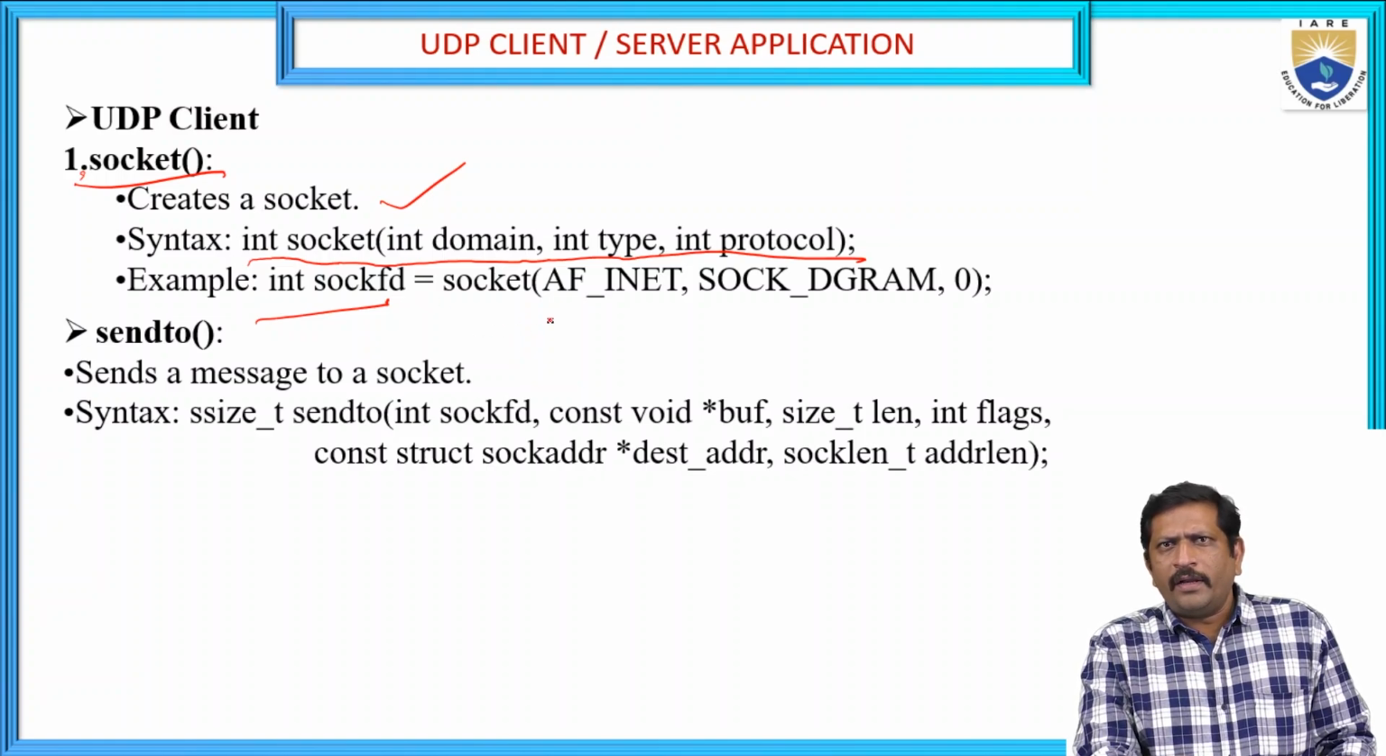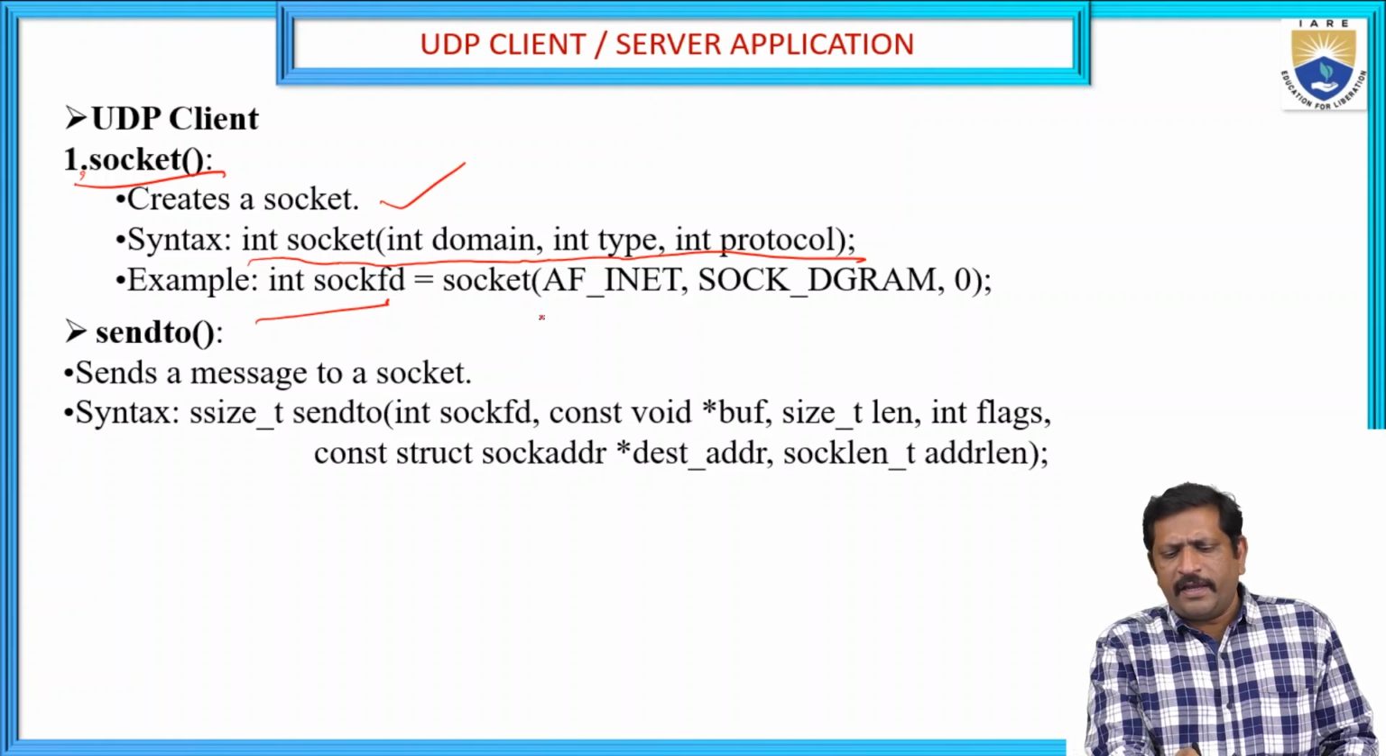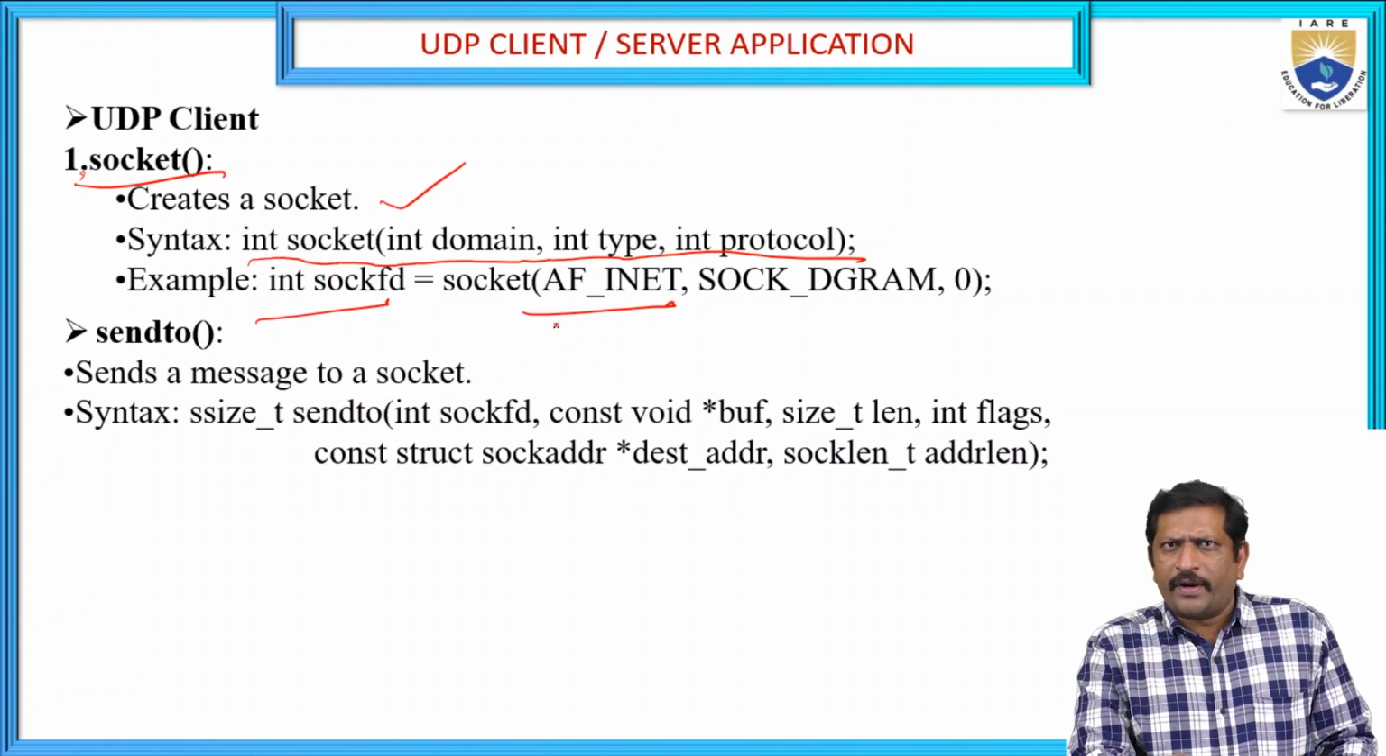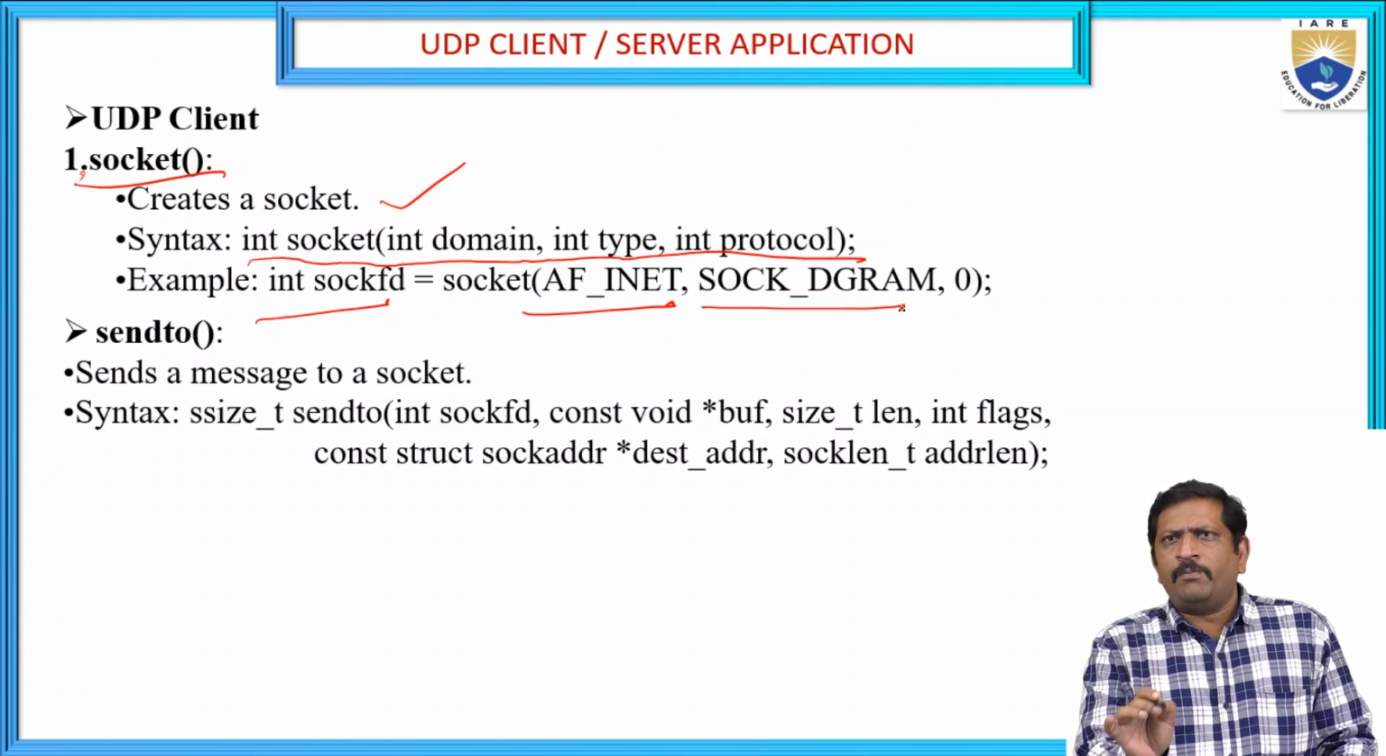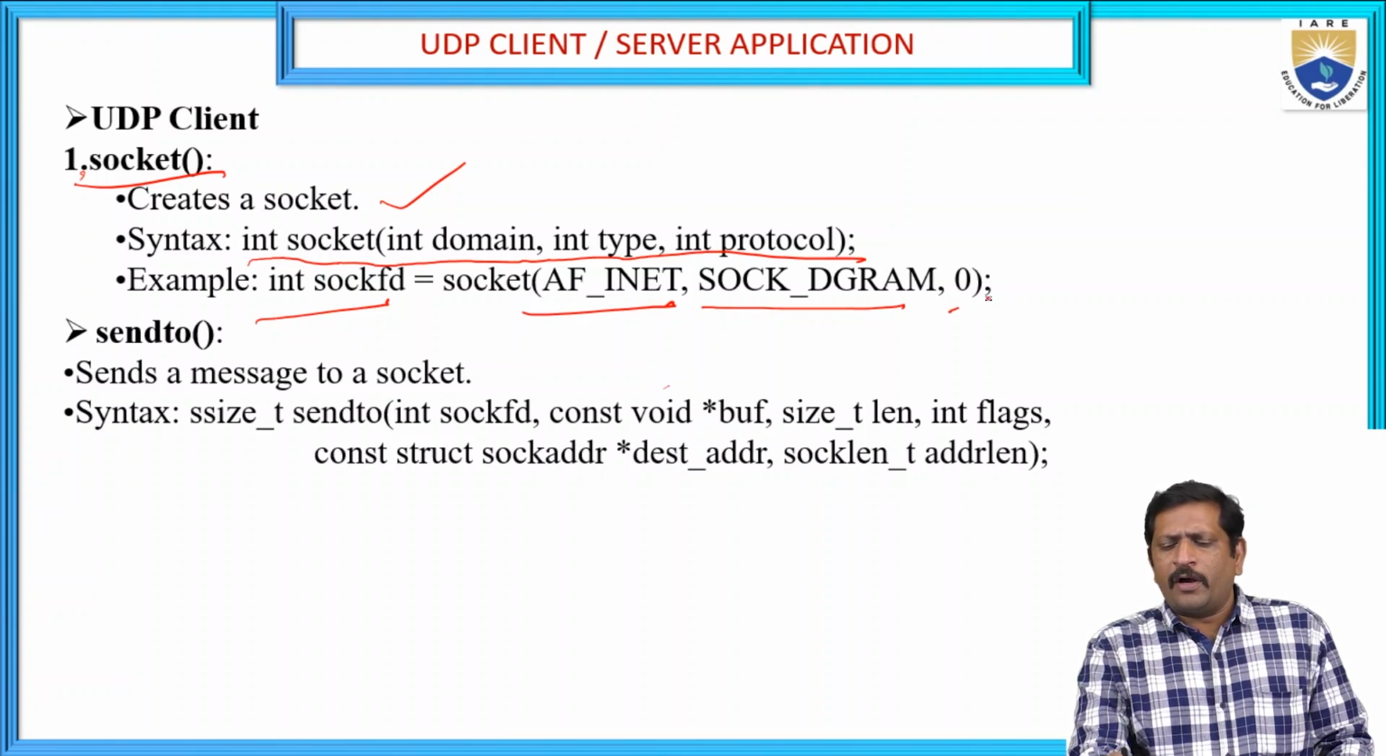That is socket AF_INET. It is the domain of the socket, which type of domain we are going to utilize for effective communication. The domain is the address family INET, the Internet domain. The type is the datagram type. The protocol is the UDP protocol. Here the protocol is 0. If it is a TCP protocol, we can use 1.